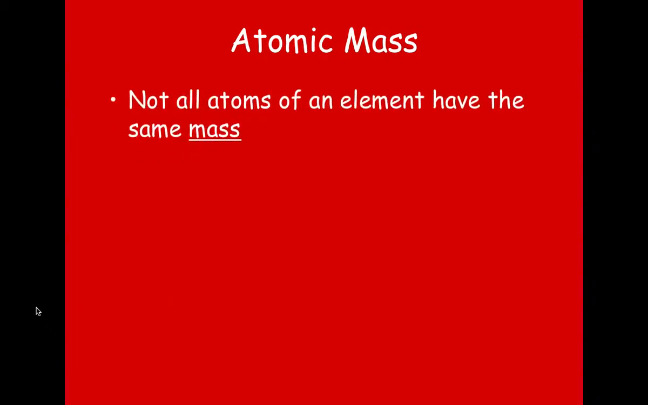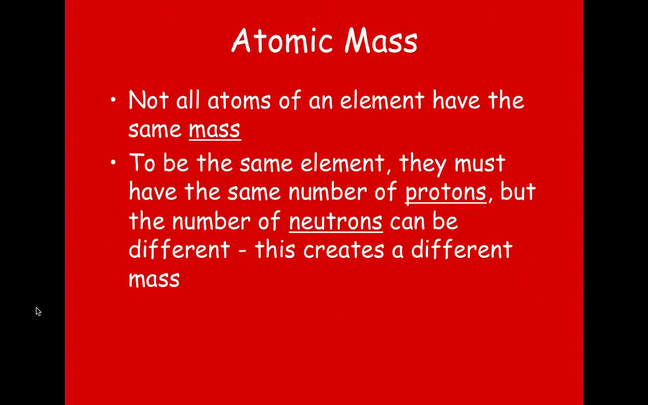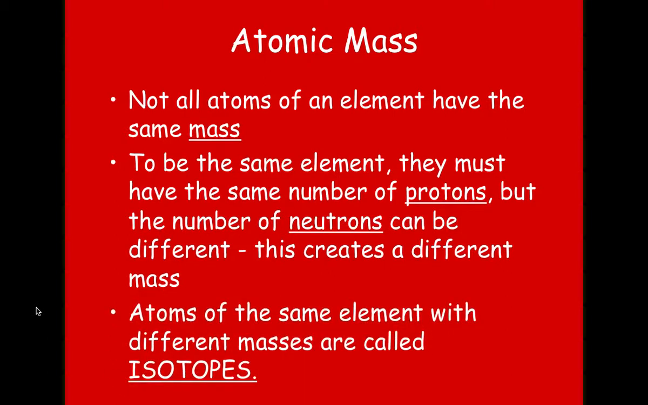Okay, however, if I have that atom of calcium having a mass of 37, not all of my atoms of calcium are going to have that mass. In order to be the same element, they have to have the same number of protons. But what can change that gives us that different mass is the number of neutrons. When we have atoms of the same element with the same number of protons but different masses because of different numbers of neutrons, they are called isotopes.